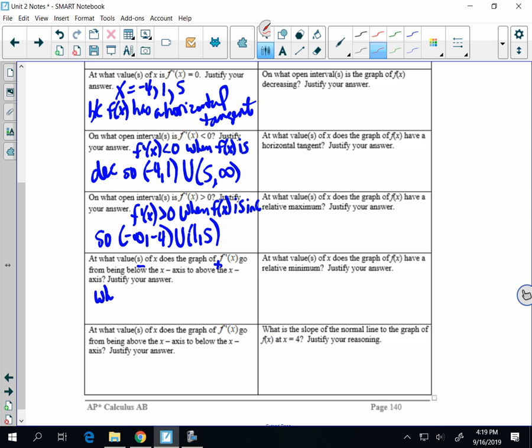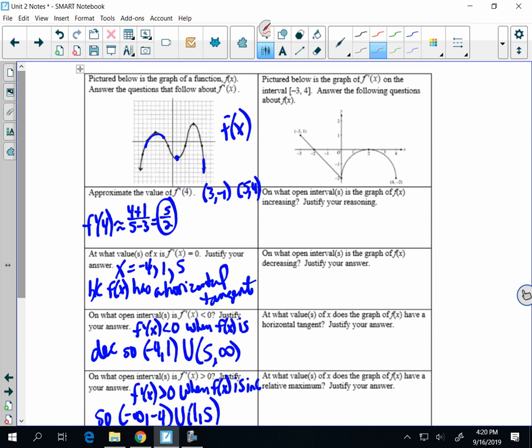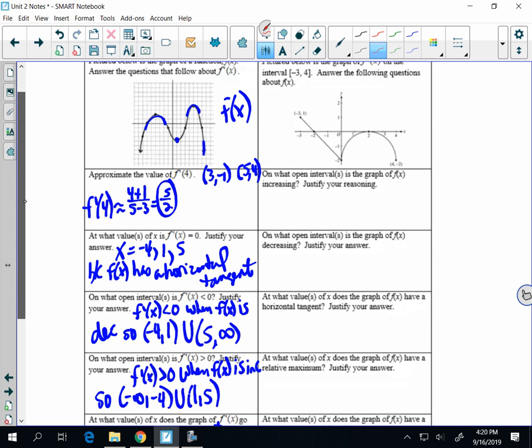So this is going to happen when f of x changes from decreasing to increasing, which is at the x value, x equals 1. At what value of x does the graph of the derivative go from being above the x-axis, that's positive, to below the x-axis, that's negative? So that's going from increasing to decreasing. So that's going to happen when f of x changes from increasing to decreasing, which I think is at 2 points, right, at the relative maxes. So that's going to be at both negative 4 and positive 5.